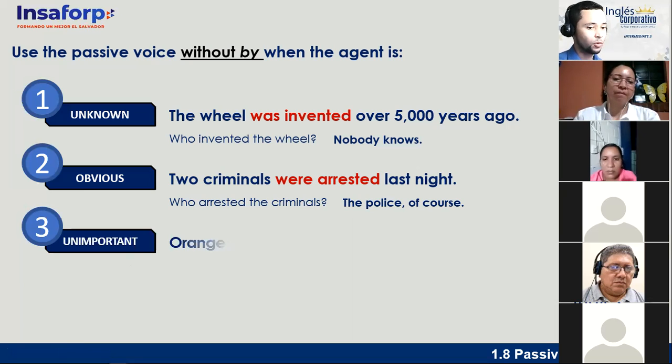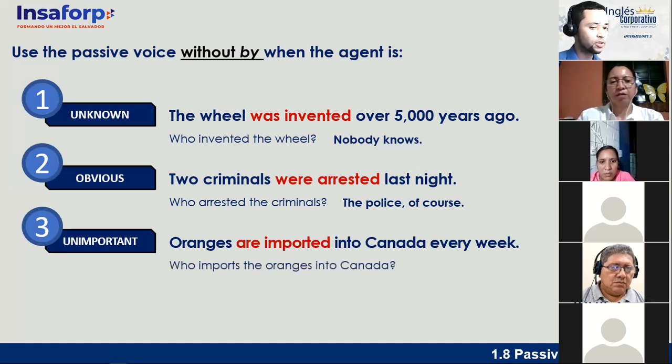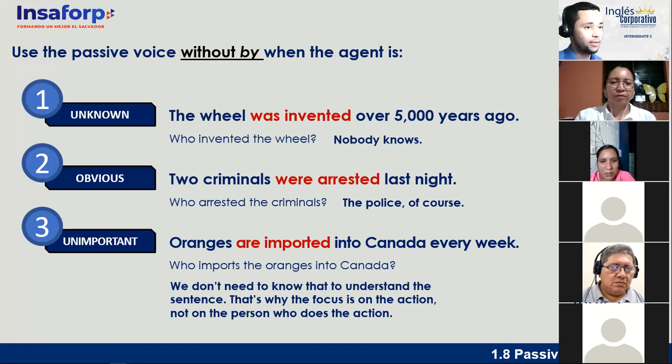Example, oranges are imported into Canada every week. The question is, who imports the oranges into Canada? The answer is, we don't need to know that to understand the sentence. ¿Quién es el que manda las naranjas a Canadá? ¿El que hace la importación? No importa, en realidad. O sea, no necesitamos saber quién hace eso para entender la oración. Ahora, no es que la persona no sea importante. Todos son importantes. Pero para entender la oración, no es necesario saber quién lo hizo.